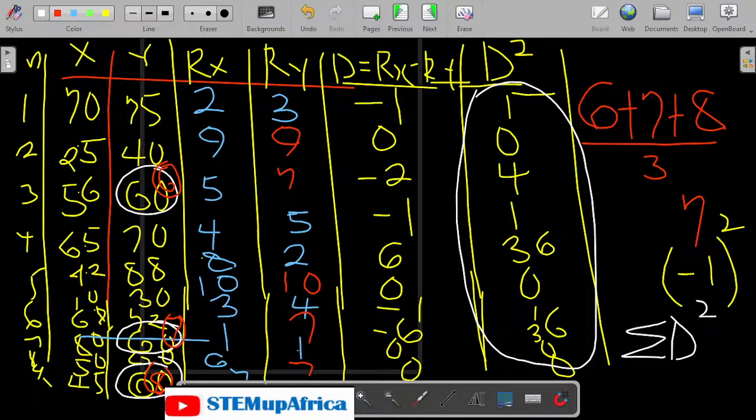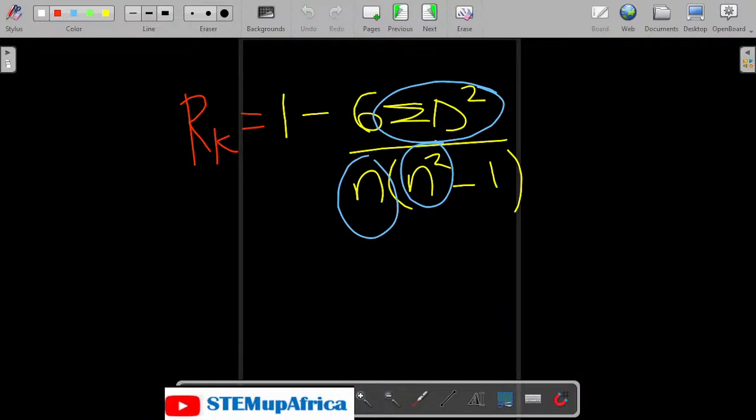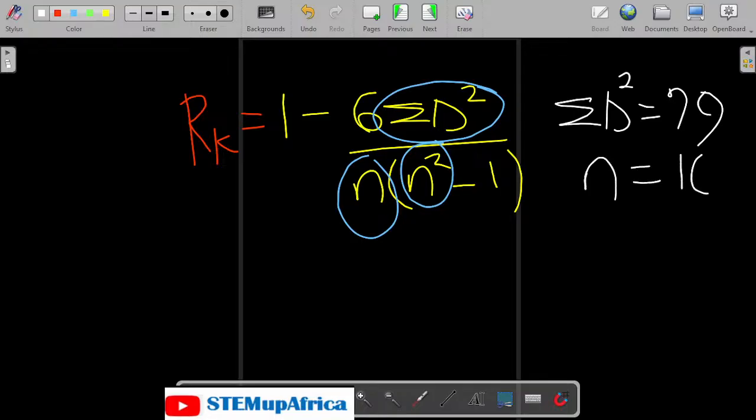That is 79. So my sigma d square is simply 79. The numbers we counted, the number that participated, is 10 numbers. So my n is 10. So I will substitute it into the formula now.